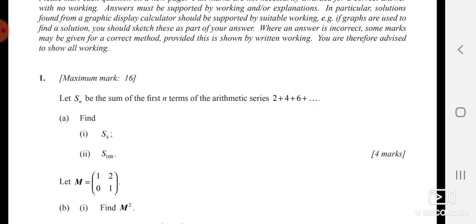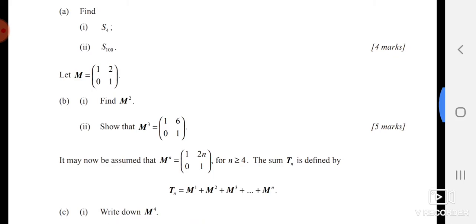So, this is an arithmetic series and the formula for it is n over 2 times (2a plus (n minus 1) times d), where I take a as the first term and d as the common difference of two terms. So a is 2 and d is 2, and then you can plug these values into the formula and easily calculate S4. And the same is true for S100, where n would be 100 with the same a and the same common difference. And now I'm going to the next part.